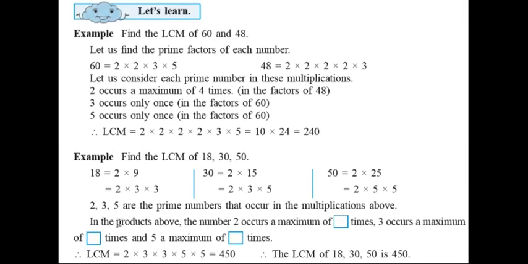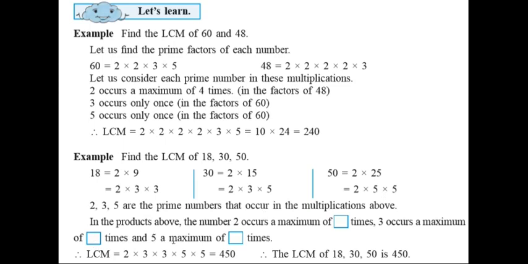See next. In the products above, the number 2 occurs a maximum of dash times. See, here it is once, here it is once, and here also it is 1. So you will write in this box 1. Now 3 occurs a maximum of dash times. You can see here 3 twice, here it is only once and here it is not there. So maximum how many times does it occur? 2 times. So we will write here 2.